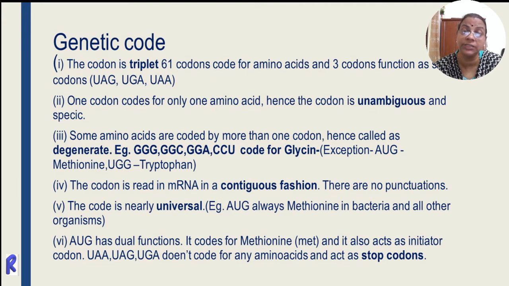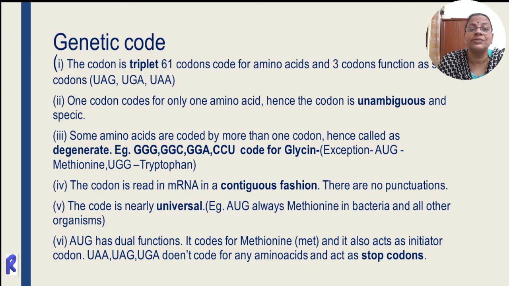The codons are degenerate. Even one amino acid can be coded by more than one codon. But there are exceptions. Two amino acids are coded by only a single codon. The exceptions are AUG, which always codes for methionine, and in the same way UGG codes for tryptophan. So these two codons are non-degenerate. Sometimes they will ask for examples of non-degenerate; these are the only two. The rest of the amino acids are all coded by more than one codon.